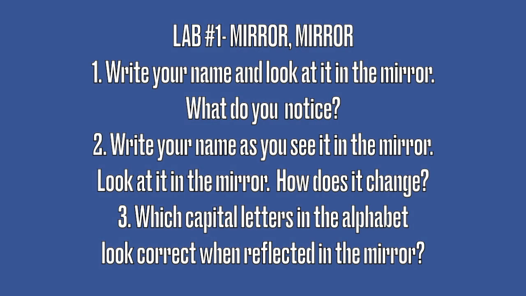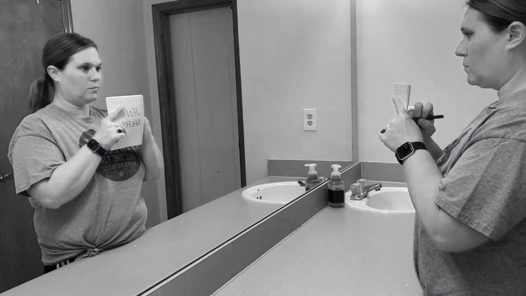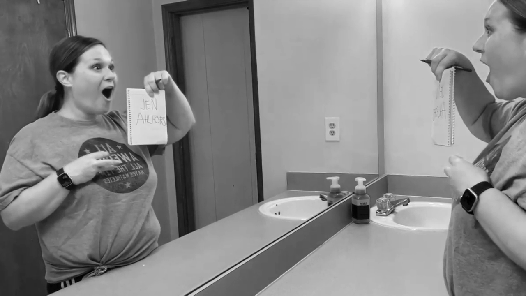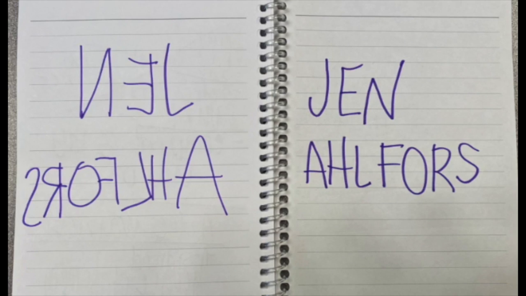For the second part of the lab, we had to write our name as it appeared in the mirror. What did you see? When I wrote my name backwards and looked at the reflection of it in the mirror, it actually appeared correct. Here's what I wrote and looked at in the mirror. The one that's written backwards looks correct in the mirror, and the one that's written correct looks backwards in the mirror.